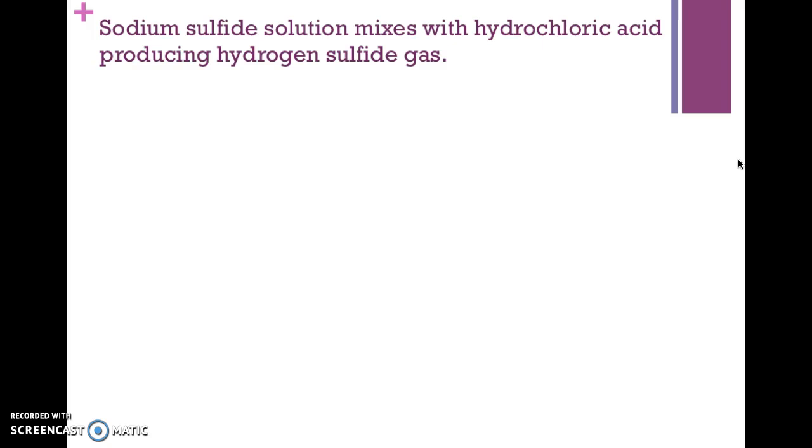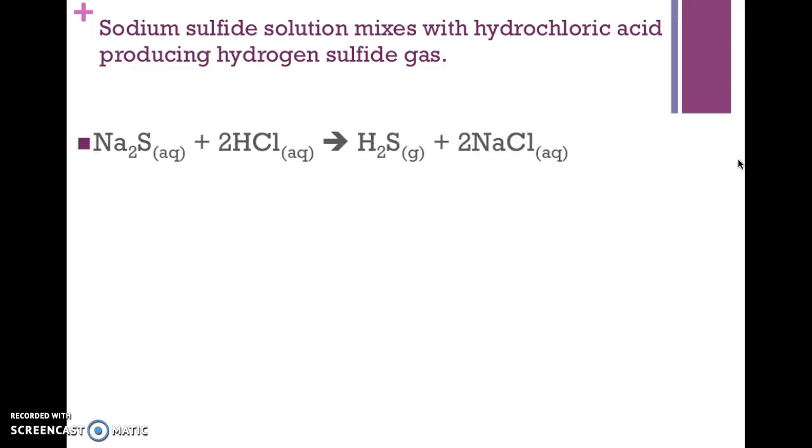Sodium sulfide solution mixes with hydrochloric acid producing hydrogen sulfide gas. Again, the product is a gas, so we know that a double replacement reaction has occurred. First, let's write the formula and then balance the equation. We know that sodium is a +1 and sulfide is -2. So in order to form a neutral compound, we need to have Na2S. It's aqueous because it mixes in solution.